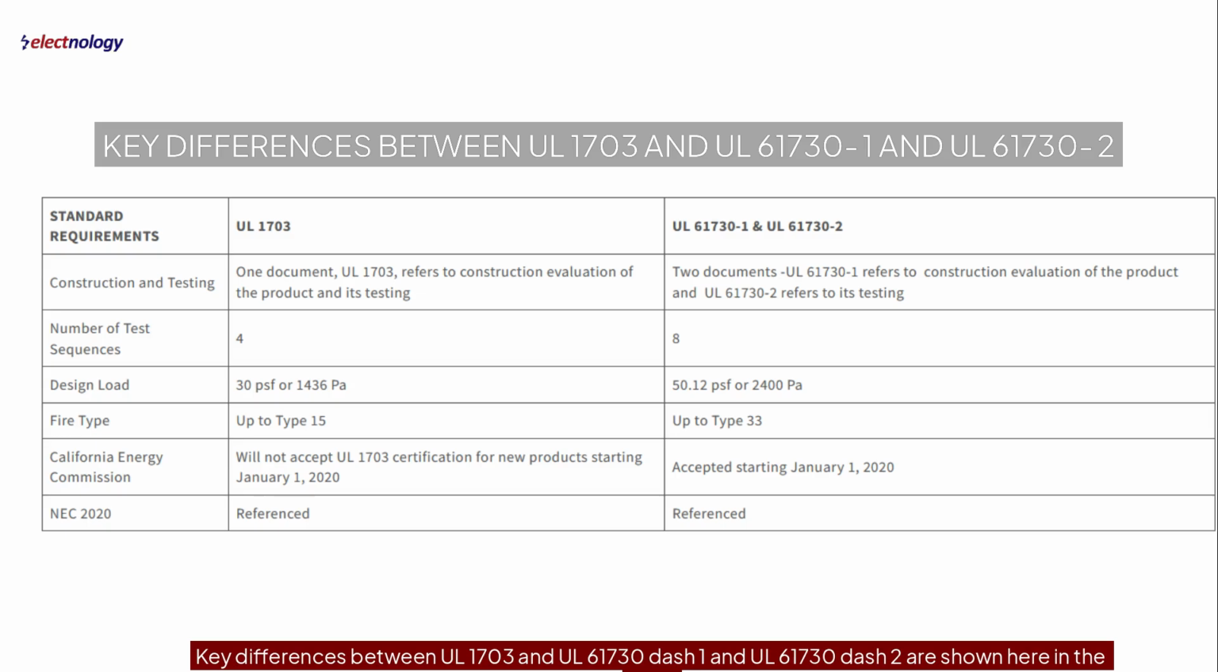Key differences between UL 1703 and UL 61730-1 and UL 61730-2 are shown here in the table.